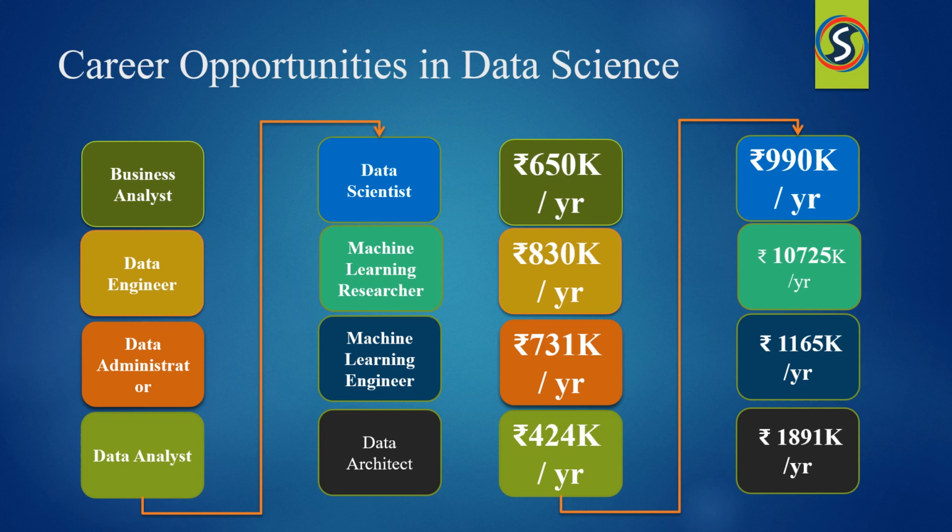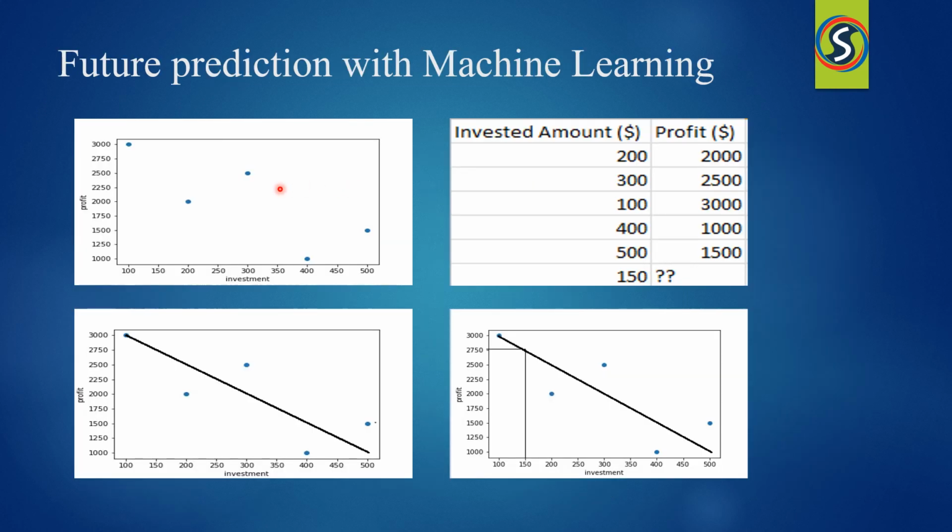Let's have a few small examples of such working conditions, and we'll realize how to work on this. First thing, I told you prediction is one of the major criteria. So let me take a small example of how this prediction can happen. Say we have invested amounts such as 200, 300, 100, 400, 500, and we have a specific profit for each. These are the past data available to us. It is required for me to predict the future data for $150 that is invested. So how can I possibly do this?